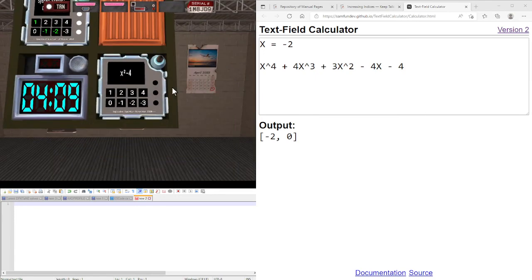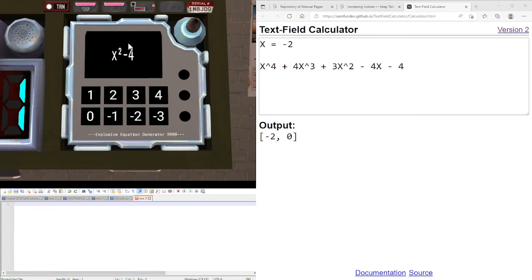We have that module. Let's do another one. This one, if you know a bit of shortcutting with maths, you know that this is a difference of 2 squares, namely x plus 2 and x minus 2 is the factorization of this difference of 2 squares.